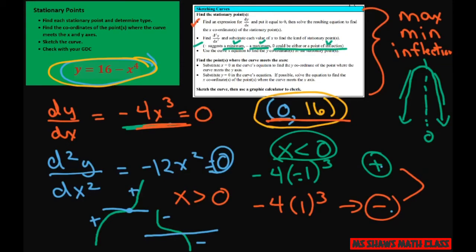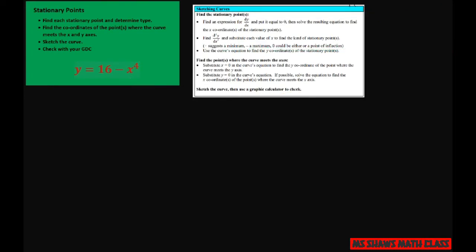So just remember that. That just is going to mean that we're going to have a graph that looks something like this. A positive gradient when x is less than 0, and a negative gradient here. So that means we're going to have a maximum. Now we already know the y-intercept is 0, 16. That's actually our maximum point as well.